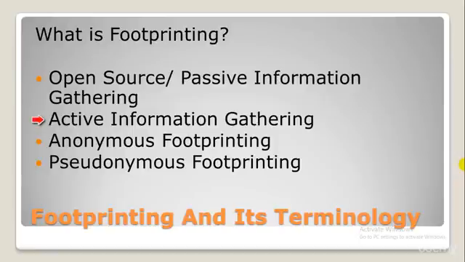After that, we have active information gathering. In this process, attackers mainly focus on the employees of the target organization. Attackers try to extract information from the employees by conducting social engineering, on-site visits, interviews, or questionnaires, something similar to that. After that, we have anonymous footprinting. This refers to collecting information from sources anonymously so that your efforts cannot be traced. At this point, people normally use Tor browsers, which are mostly famous for anonymous web browsing.